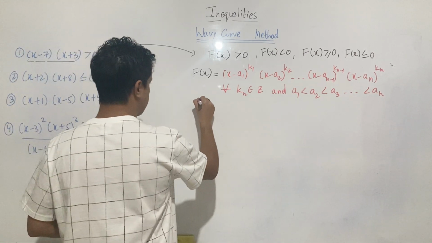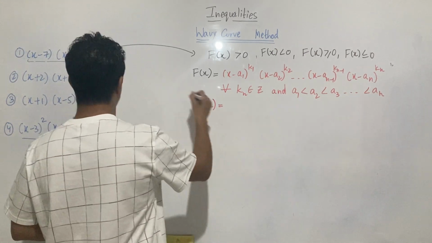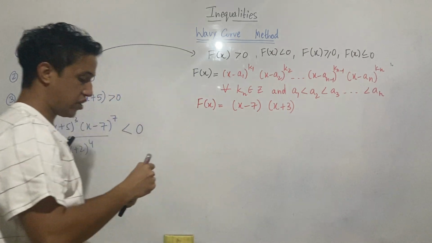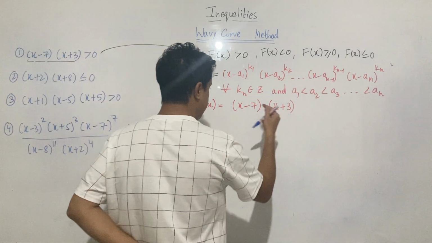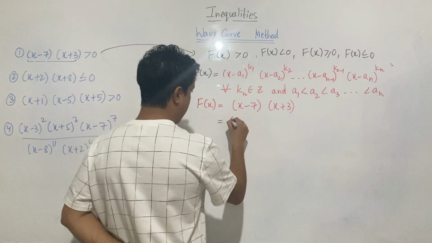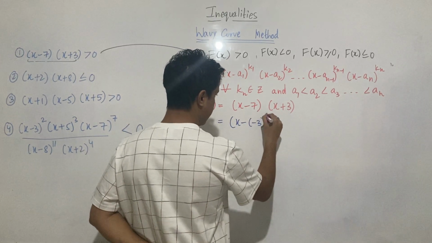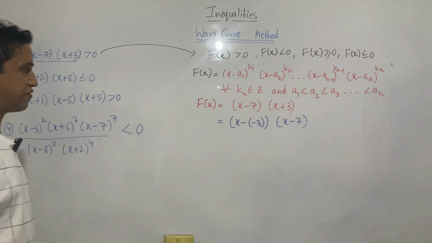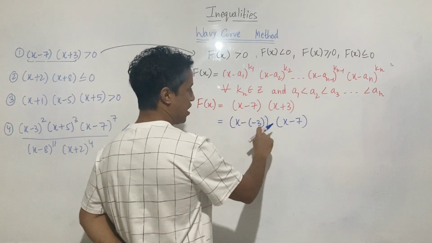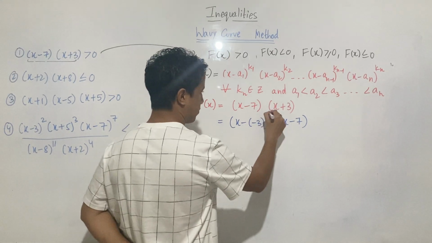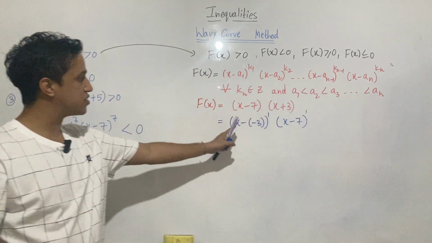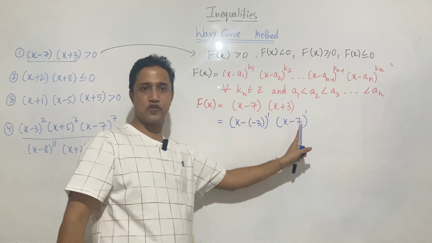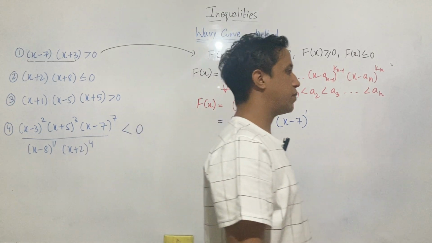Here our f(x) is x minus 7 and here x plus 3, right? So here what I can do is write it as x minus of minus 3, and here x minus 7, right? Now see here, I have arranged it in the form of x minus a1 raised to, now here I do not have any power, it means 1. So x minus a1 and x minus a2. Here a1 is minus 3, here a2 is 7. I hope you understand it.